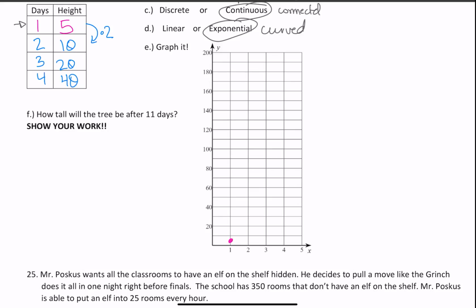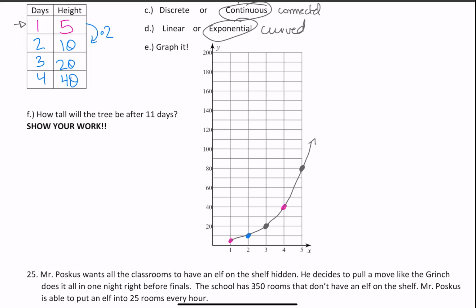Then we have 2 and 10 from our table, so 2 and 10. And then from our table, we have 3 and 20, so 3 and 20. And then we have 4 and 40. Now, it kind of looks like it's going up, but let's think about this. After 4 and 40 would be 5 and 80. And this is where you really start to see the curve happen.